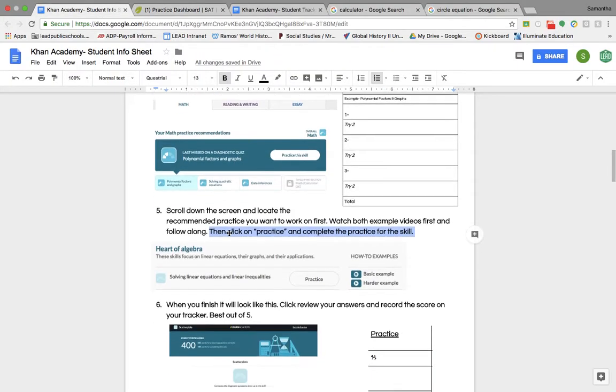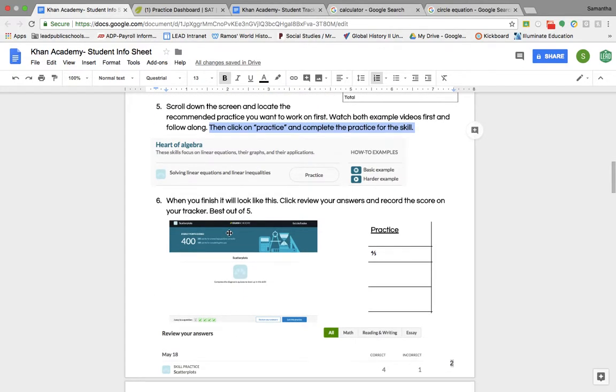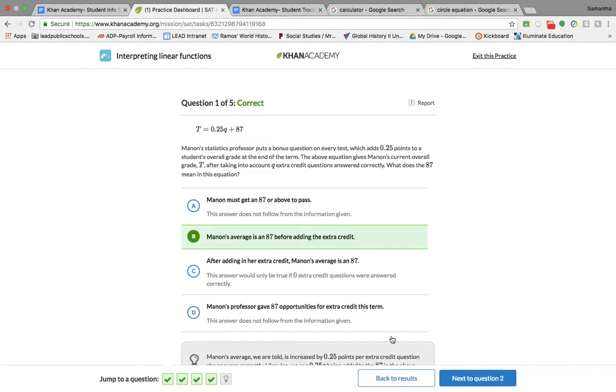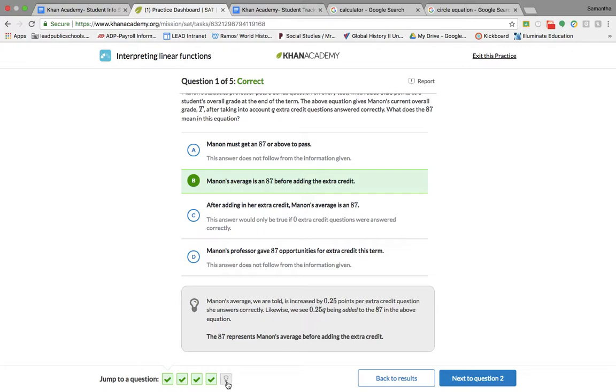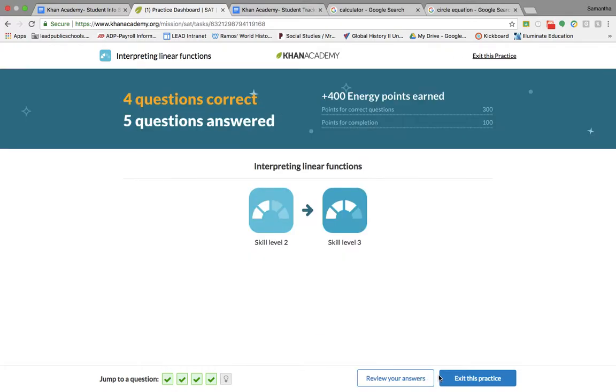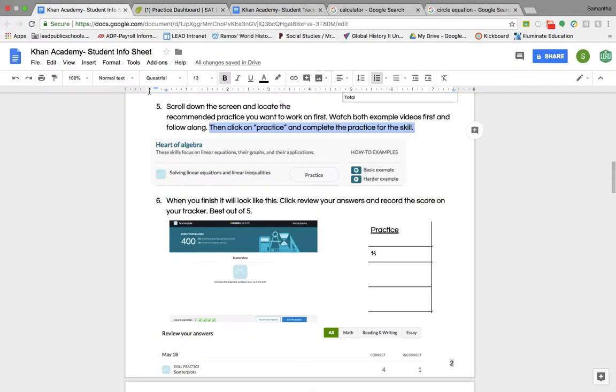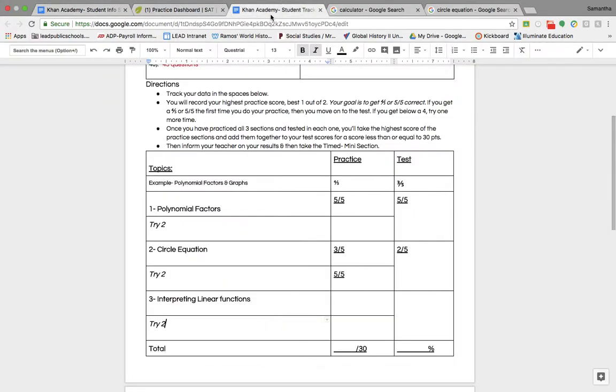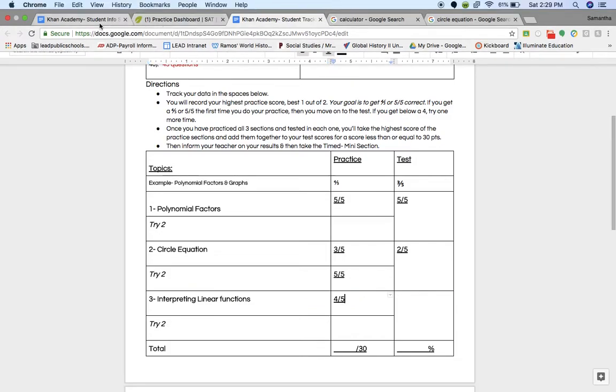So let's go here. It says, when you finish, it will look like this. Click review your answers and record the score on the tracker, best out of 5. So let's go ahead and click review my answers. So review, back to results. I can see 4 out of 5, and then I'm going to exit the practice. So I'm going to go back in right here, my tracking sheet, and I got 4 out of 5. Awesome.